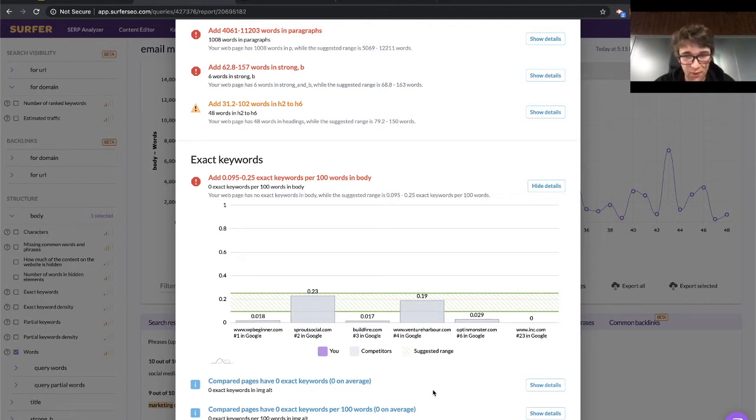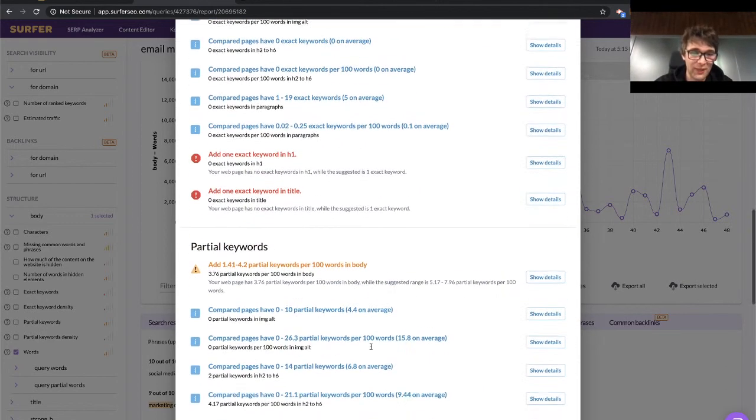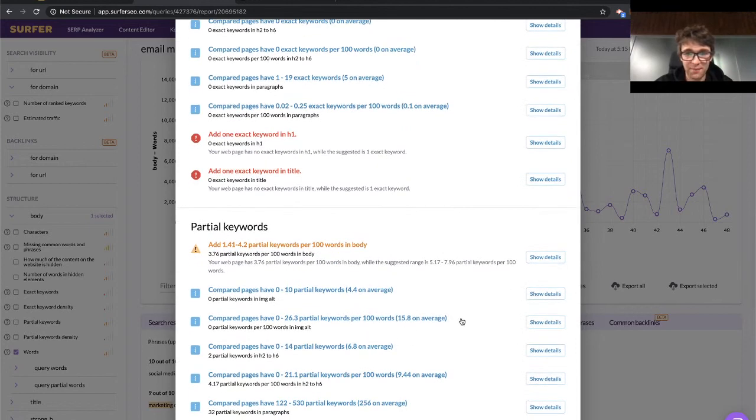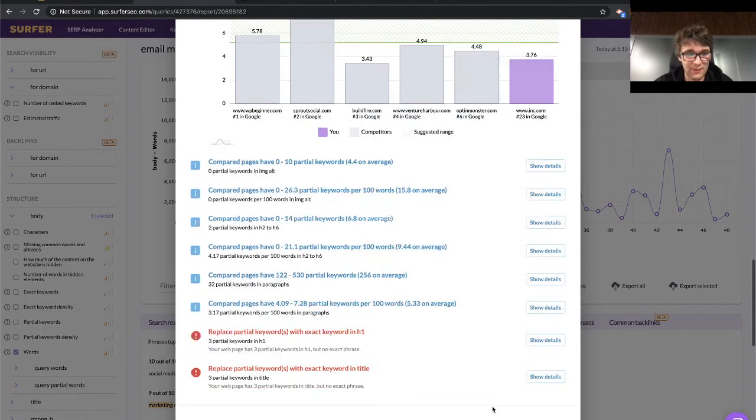While Sprout Social or Venture Harbor are pretty stuffed, that would be the density that I would aim for while writing this content. So no exact keyword in H1, no exact keyword in title, so definitely it's not well optimized. Well, it's written correctly because it has some contextually relevant words and some partial keywords, but still it has one of the lowest values for density in here.